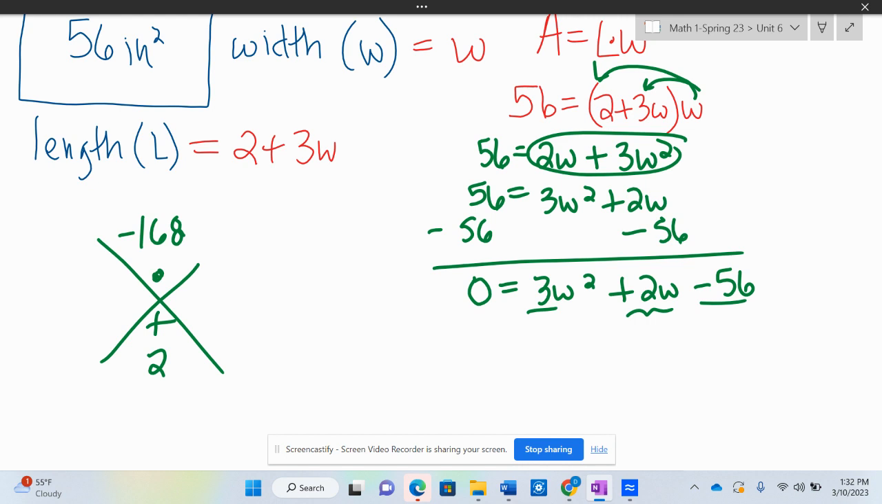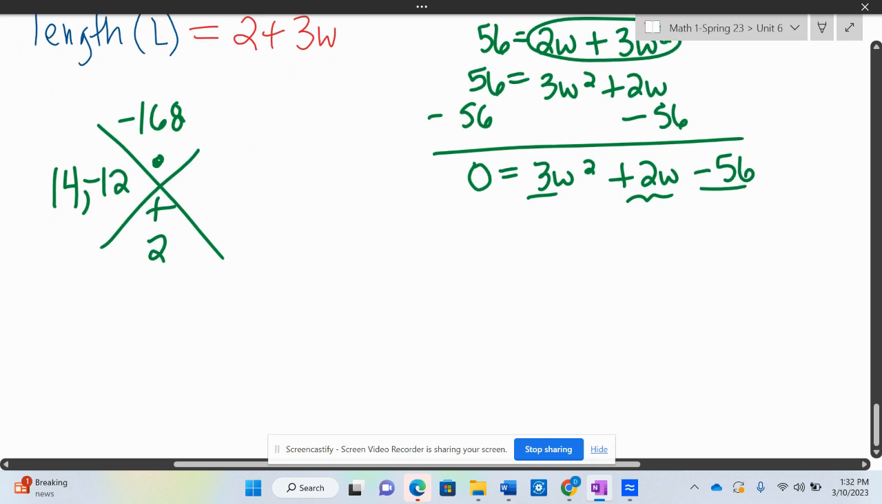So y equals negative 168 divided by x. Caitlin, you have it? 14 and negative 12. Awesome. 14, negative 12. 14 minus 12 is 2. 14 times negative 12 is negative 168.